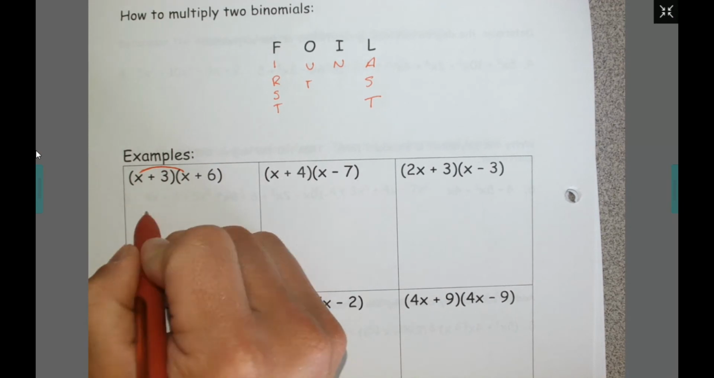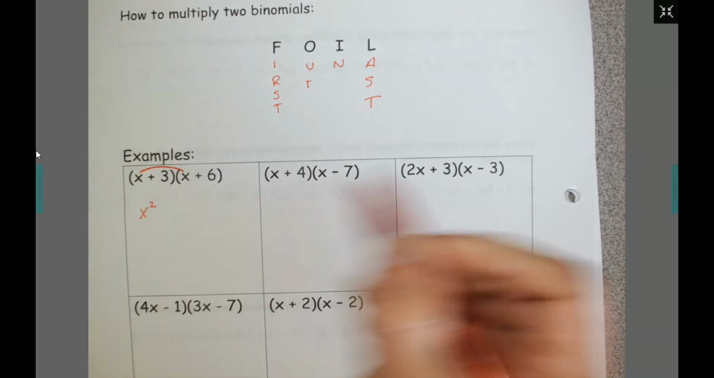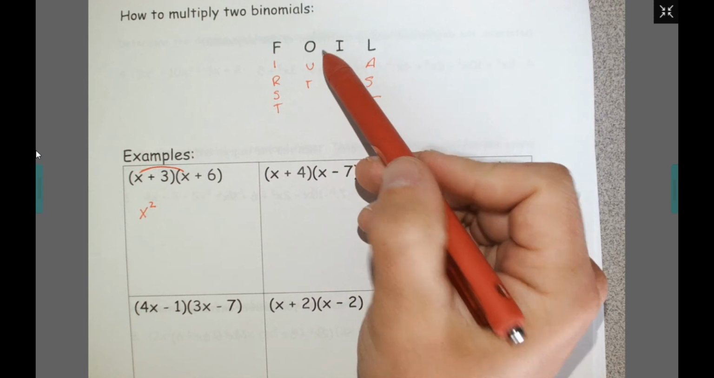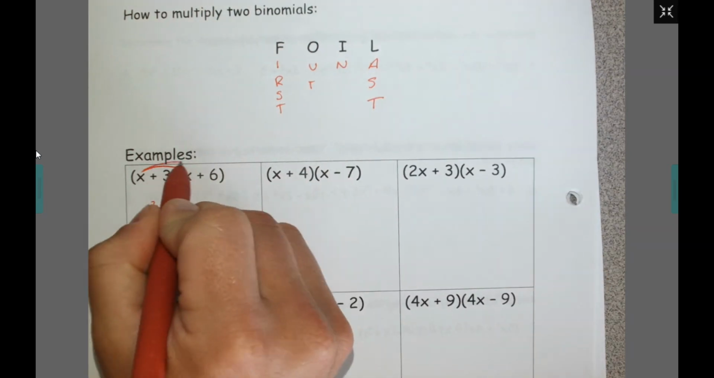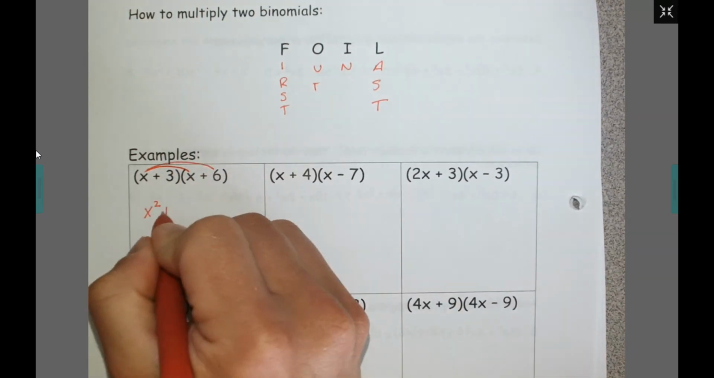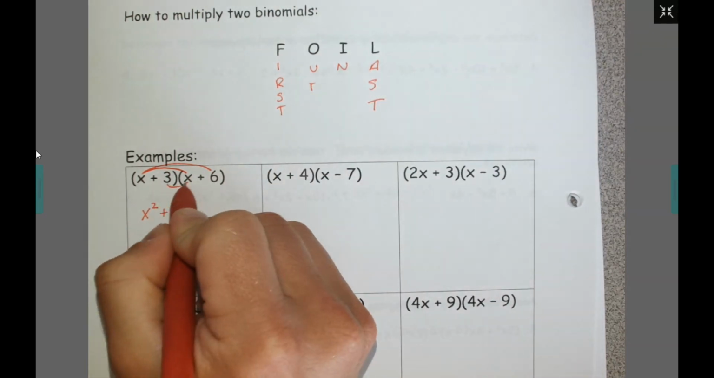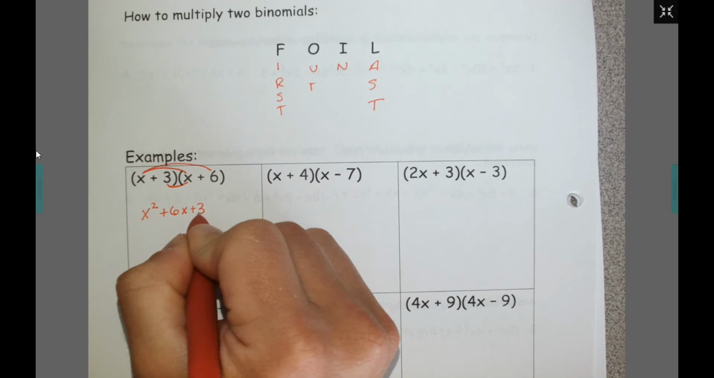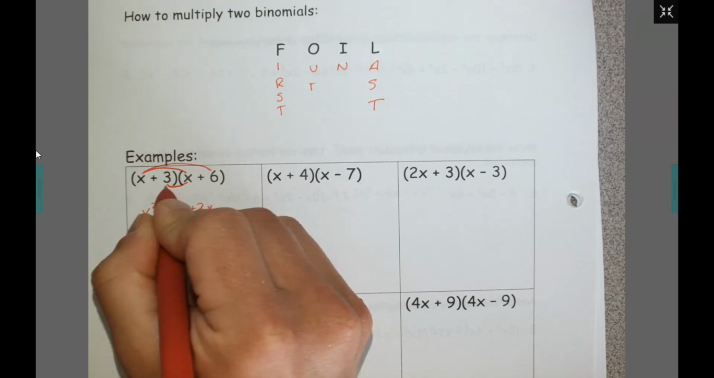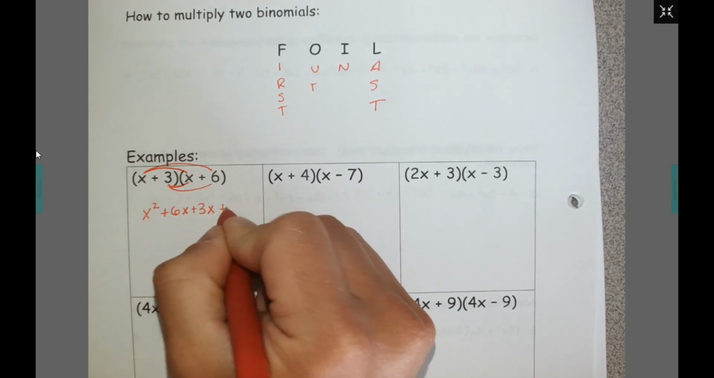So x and x gives us x squared. Next, we're going to the outs. So my outside, we have x and 6, which is going to give me 6x. My inside, so 3 and x, are going to give me 3x. And then my last, I got 3 and 6, which are going to give me 18.